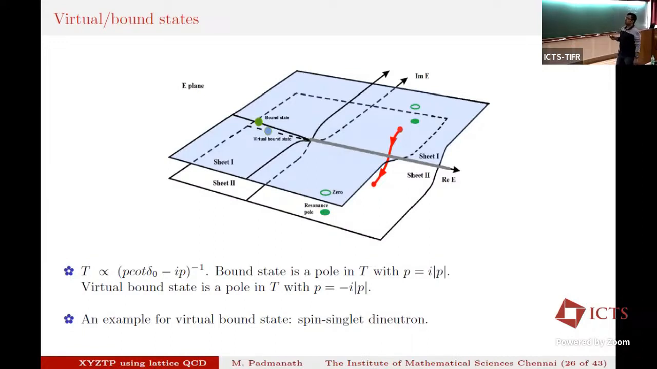So before I go into showing some results, let me just give you something important, otherwise you might not get the idea. You have two particle scattering, and in two particle scattering you have a unitarity cut in the scattering amplitude.